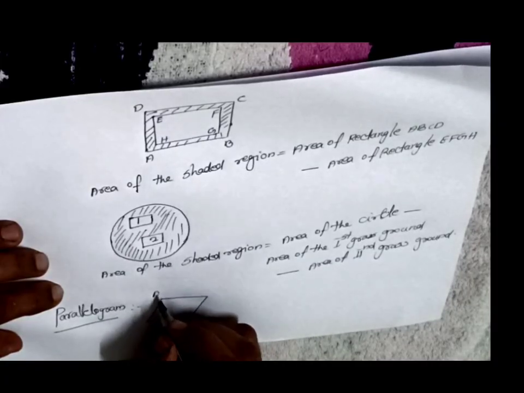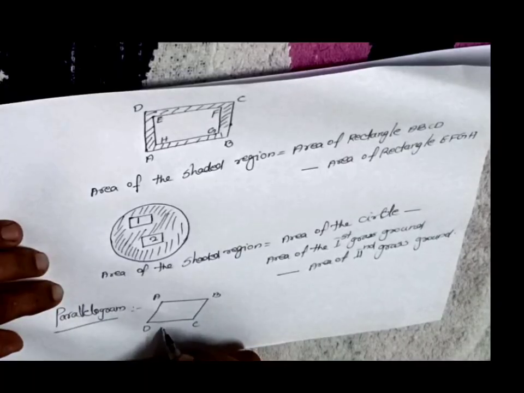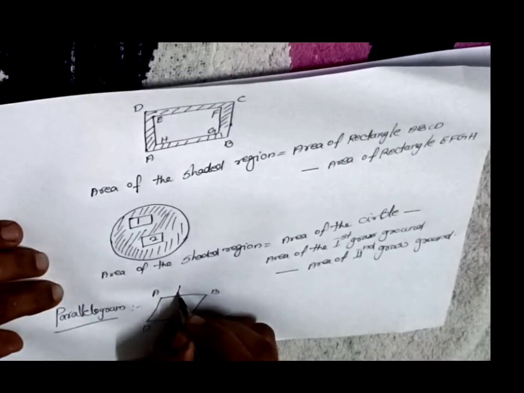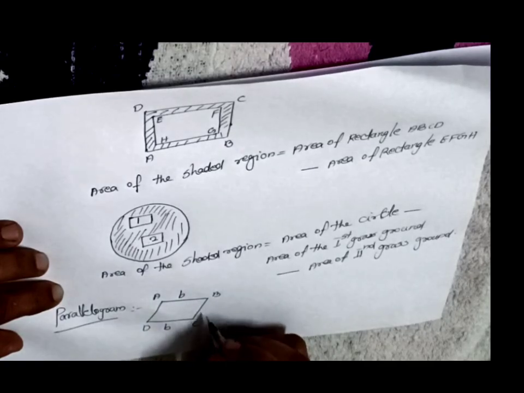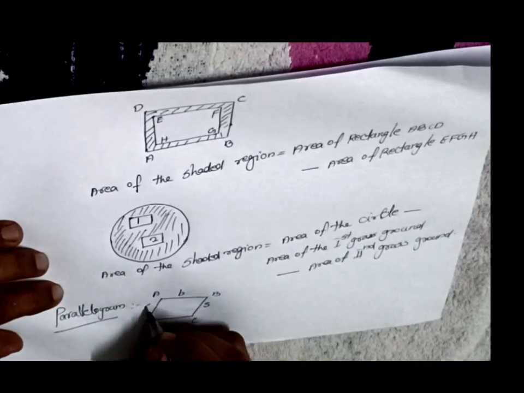Let us consider the parallelogram ABCD. Here we consider DC as the base b. Then AB is also b centimeter. Then BC is considered as a side, taken as s. Then AD is also s.